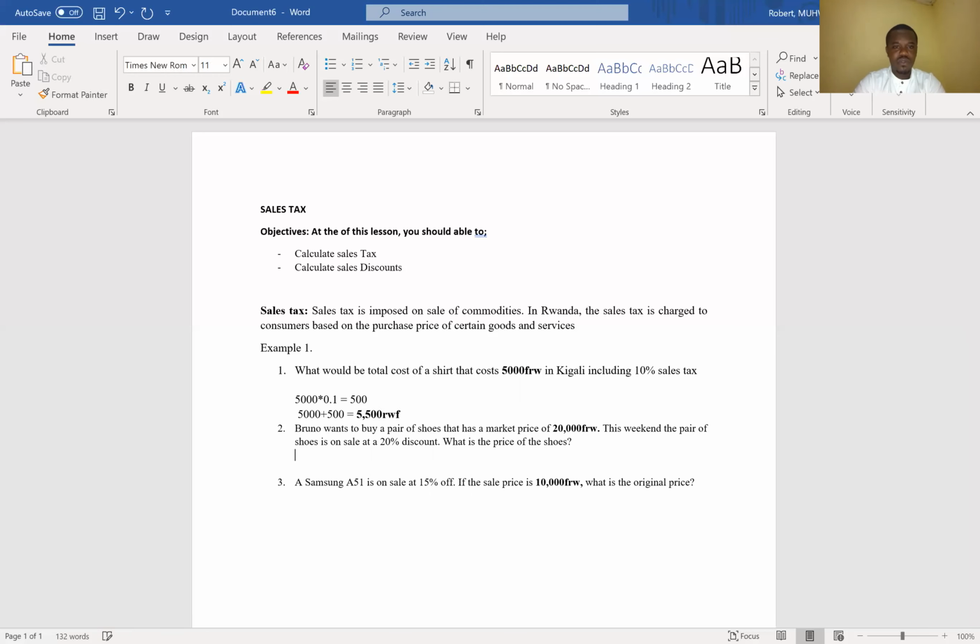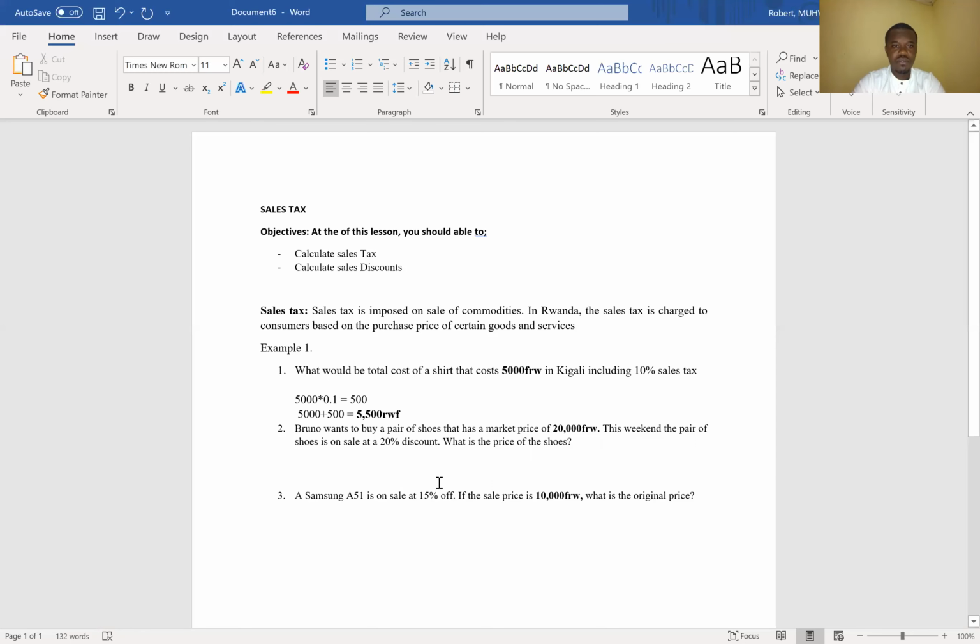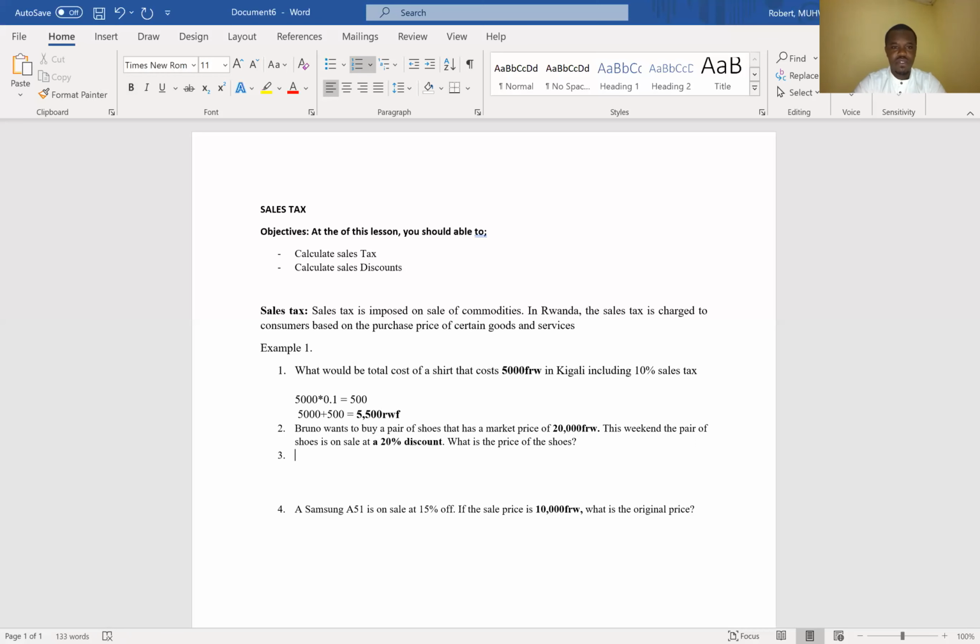If we go to number two, it says Bruno wants to buy a pair of shoes that has a market price of 20,000. They're saying this weekend this pair of shoes is on sale at 20% discount. So what would be the price of the shoes? If the shoes cost 20,000 but we get a 20% discount, how much do you think we're going to pay for this pair of shoes?